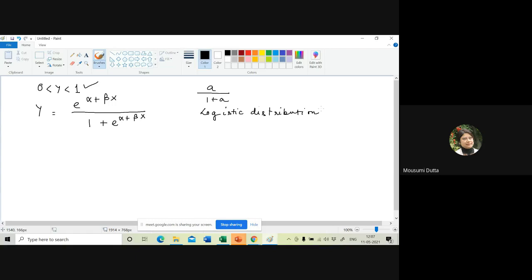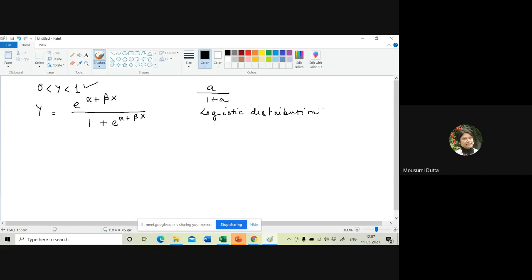So we know about several functional forms. At this moment, you are not familiar with the logistic distribution. It is a continuous distribution. In your last statistics syllabus, you didn't have the logistic distribution. However, it is a very commonly used distribution.